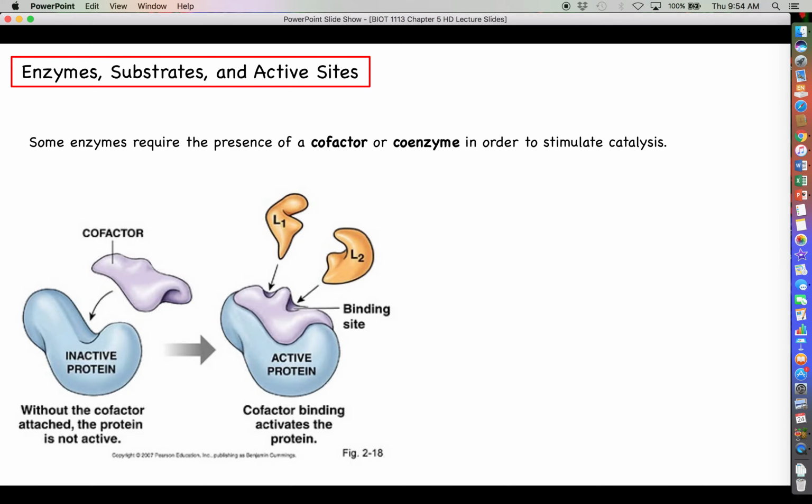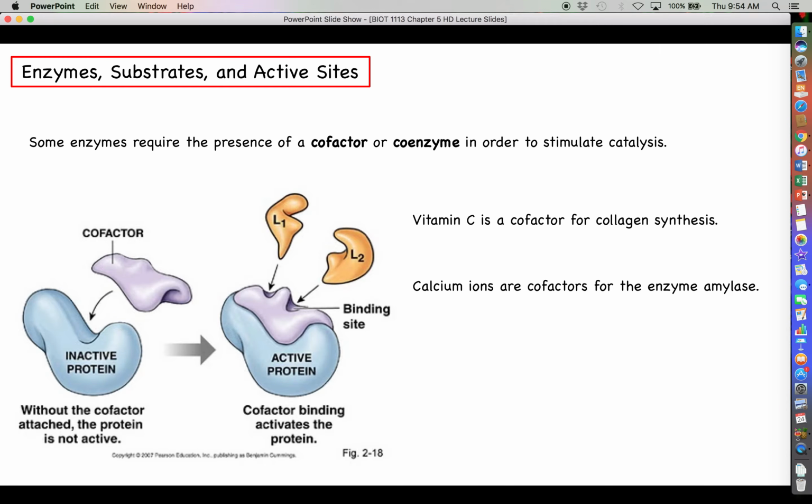Sometimes enzymes require more than just their substrate to function. So some enzymes require the presence of what's called either a cofactor or a coenzyme in order to actually stimulate catalysis. Sometimes just having your substrate is not enough. So, for example, vitamin C is a cofactor for some of the enzymes that help in collagen synthesis. Calcium ions are cofactors for the enzyme amylase, which helps to break down carbohydrates. Magnesium ions are cofactors needed for the DNA polymerase enzyme that we mentioned before.